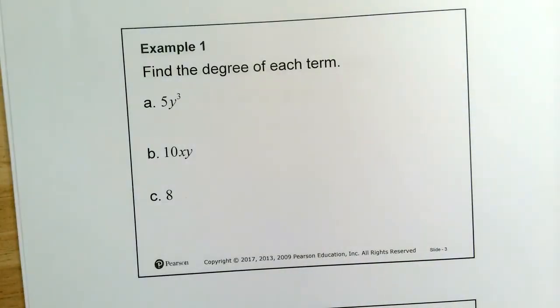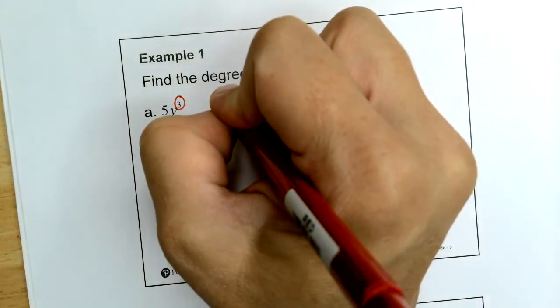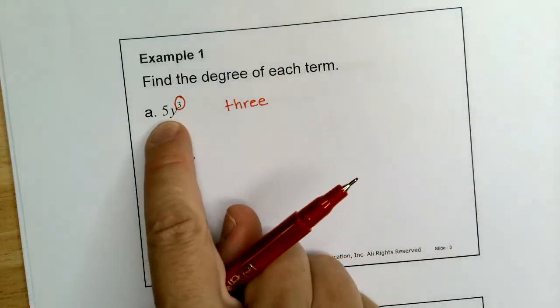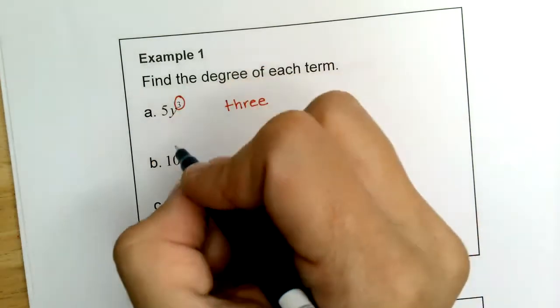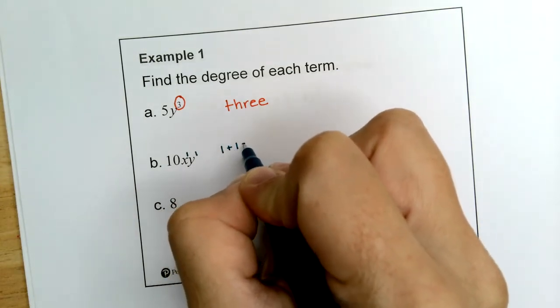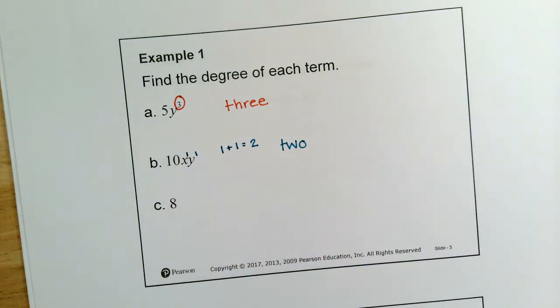Find the degree of each term. So let's practice. 5y to the third has a degree of 3. This is a monomial with a degree of 3. Here we have x to the first, y to the first, so we have 1 plus 1 is 2. So this is a degree of 2.